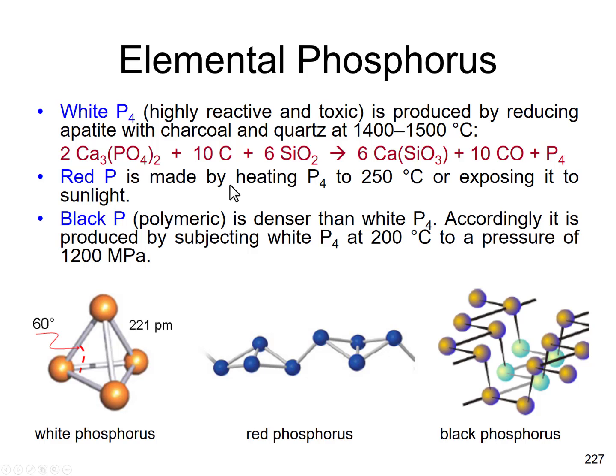Red phosphorus is made by heating white phosphorus to 250 degrees Celsius or simply by exposing it to sunlight. Black phosphorus, which is polymeric, is denser than white P4. Accordingly, it is produced by subjecting white P4 at 200 degrees Celsius to a pressure of 1200 megapascal. Here you can see the molecular structures of white phosphorus, which is a tetrahedron consisting of 4 phosphorus atoms. Red phosphorus is a linear polymer, and black phosphorus is a more complicated polymer.